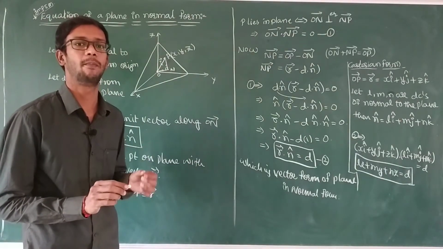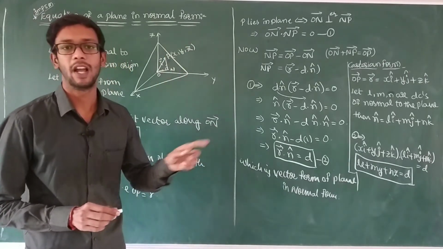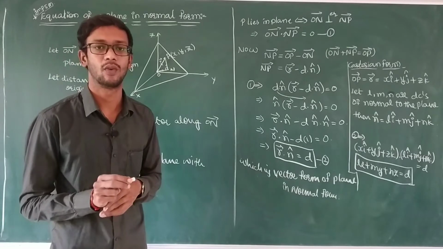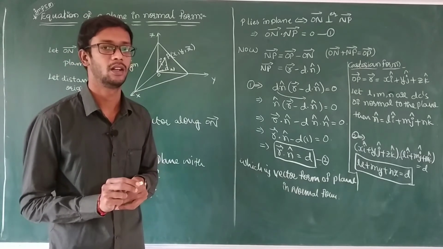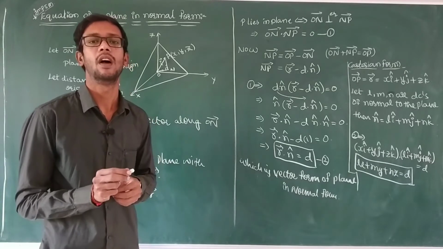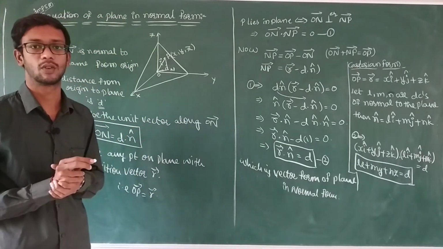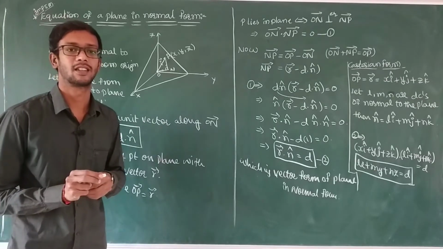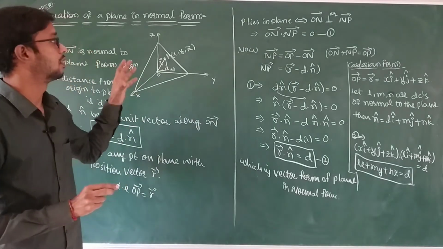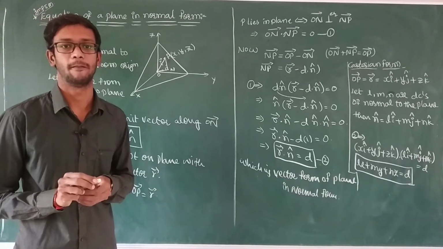Cartesian form of a plane equation in normal form. l, m, n are the direction cosines of the normal to the plane, and d is the distance from origin to the plane. So this is one important 5 marks question, a lot of times in the final exam. This is what we call the normal form of a plane equation.